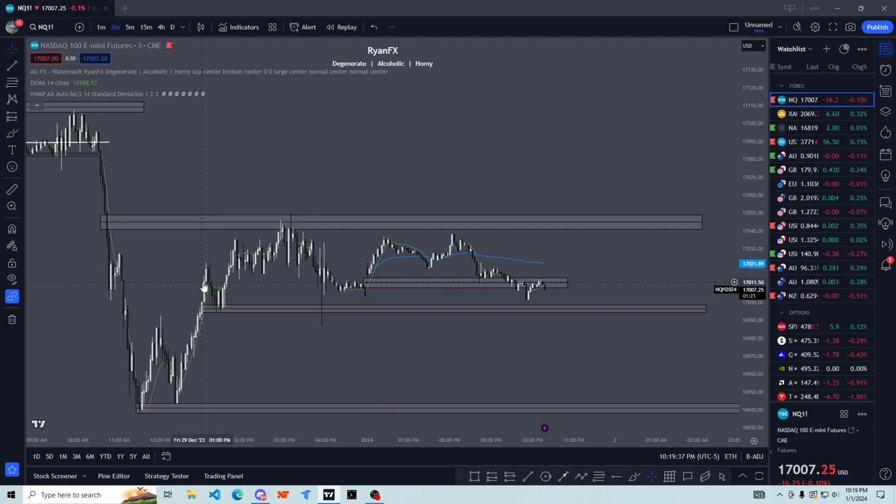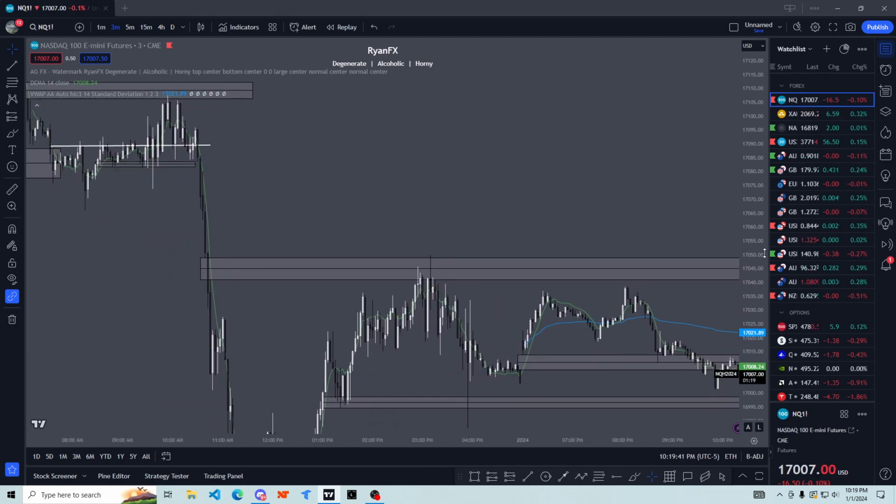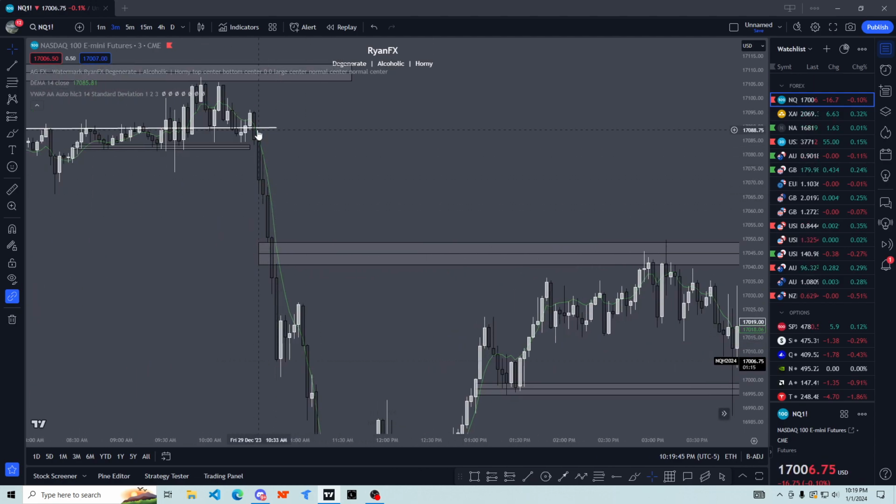So a fair value gap is basically you're looking for 3 or more candles going in the same direction. So here we could find 1, 2, 3, 4, 5, 6. I can't count, but it's more than 3. More than 3 candles going to the downside, all in a row.